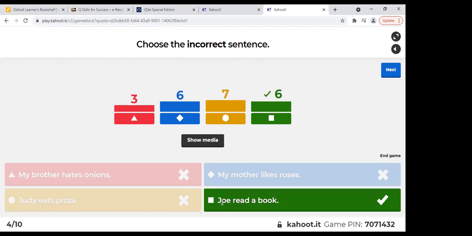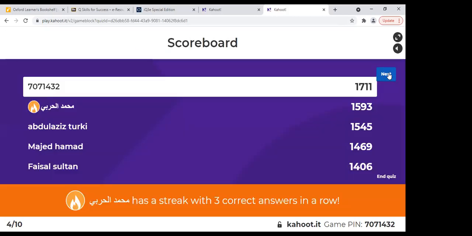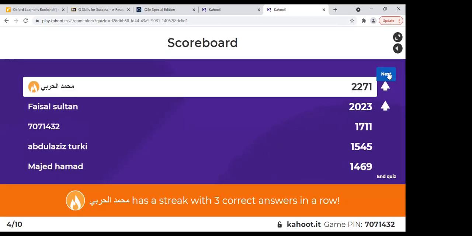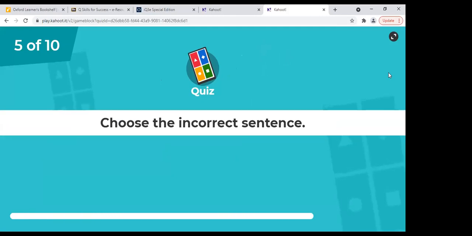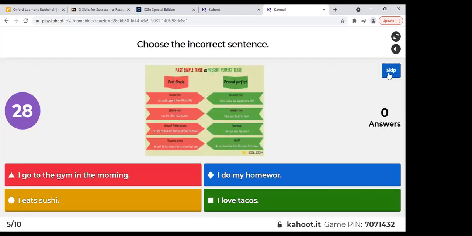Okay, so this is the incorrect sentence. Joe read a book, or Joe read. Joe read a book. We don't say Joe reads with an S. Yeah, reads. Sorry. Again, choose the incorrect sentence. Incorrect, is it right or wrong? No, wrong.